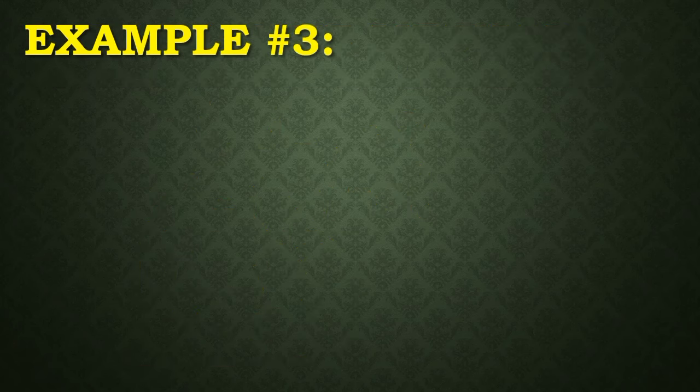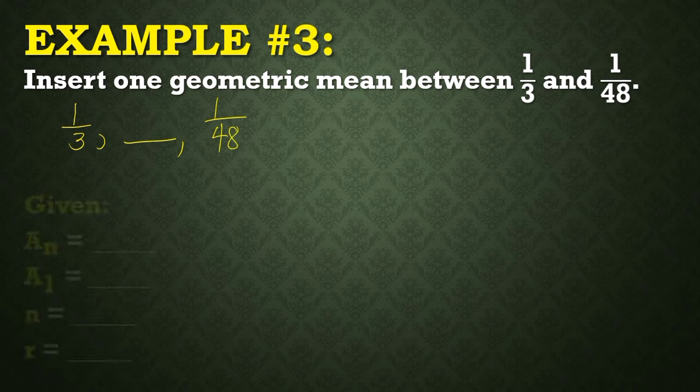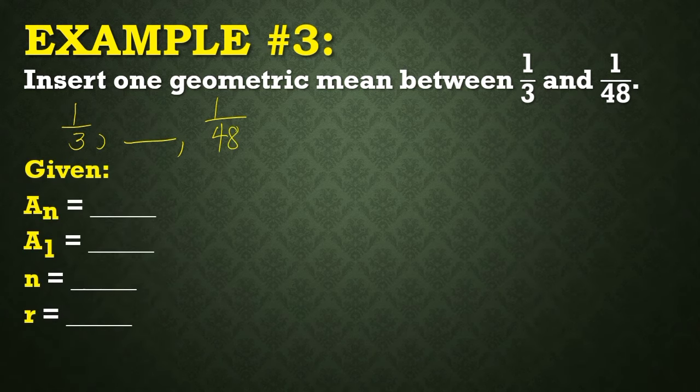So, for example number 3, insert one geometric mean between 1/3 and 1 over 48. So, dito yung mga terms natin, fraction. So, identify natin yung mga terms muna, 1/3, then blank, 1 over 48. And then, yung mga given, so a sub n is 1 over 48. A sub 1 is 1/3. N is 3. And then, r is the unknown.